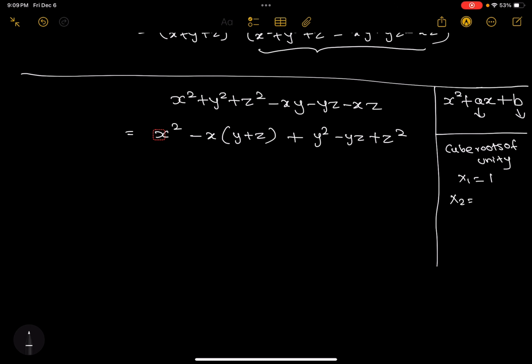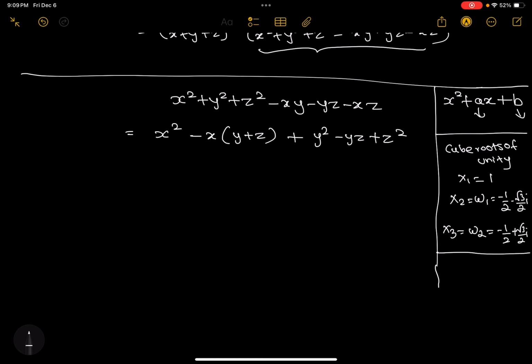The next one, we call omega 1, which is just negative 1 by 2 minus root 3 by 2 times the imaginary number i. And the third number is omega 2, which is negative 1 by 2 plus root 3 by 2 i. So these three, when cubed, give 1. These are the cube roots of unity. The first one is real, but the second and third are complex.